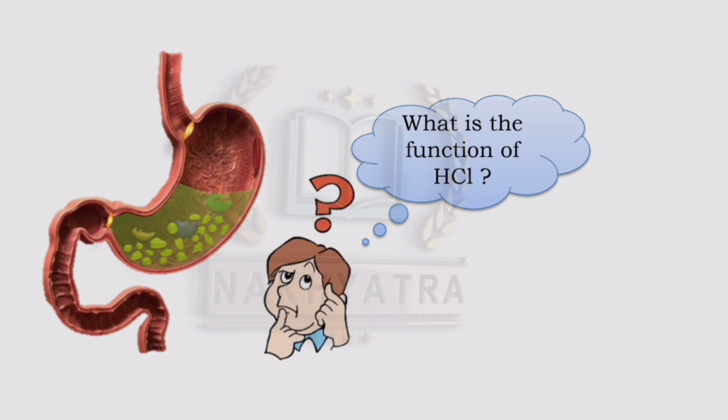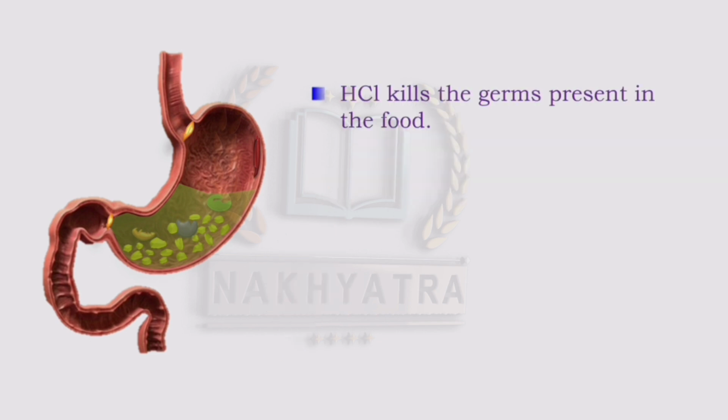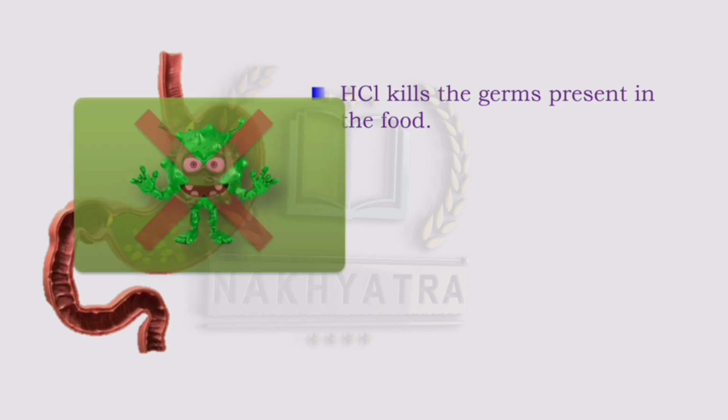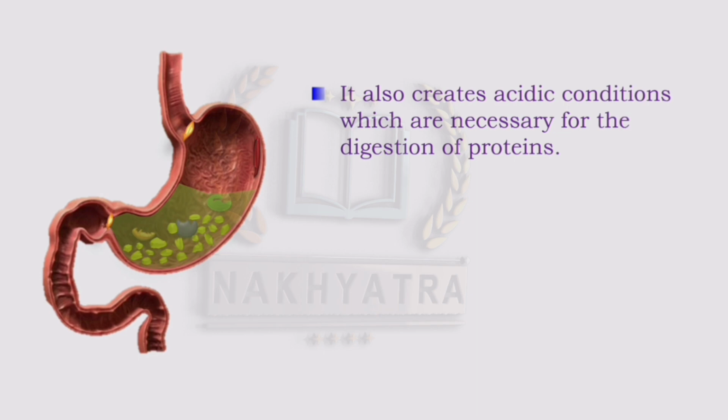So the first one is hydrochloric acid, that is HCl. Now let us see what is the function of HCl. HCl kills the germs present in the food. So sometimes our food may contain germs which are harmful to our body, and in the stomach they are killed by hydrochloric acid. Okay, this is function number 1 of hydrochloric acid. Okay, so see, no germs. Now the second function is that it also creates acidic conditions which are necessary for the digestion of proteins. Now in our body, for the digestion of proteins, there should be acidic conditions, which are created by hydrochloric acid.